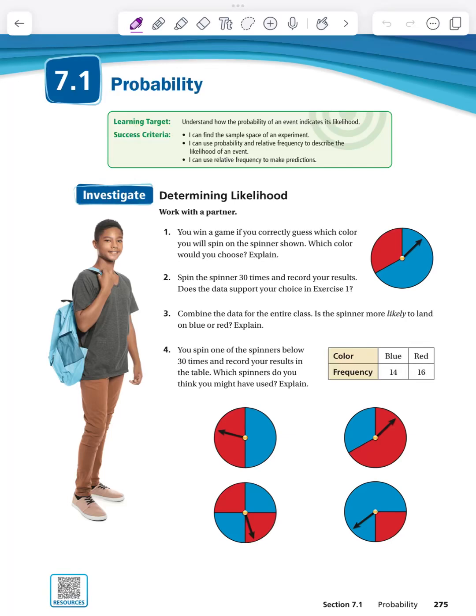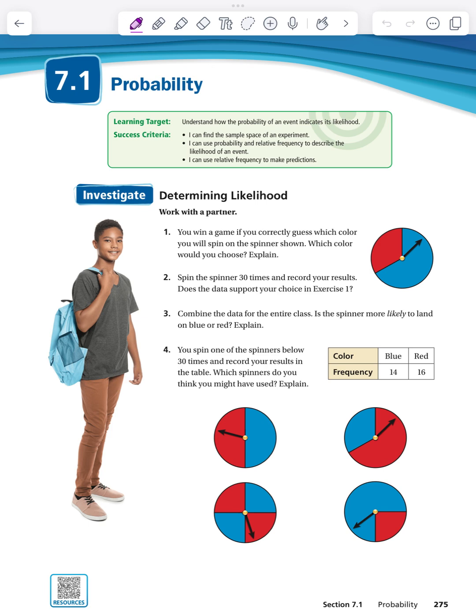Hello, 7th graders. Today we start our new chapter on probability. Now, this lesson is just going to be kind of an introduction. There's a lot of important vocab. First, we're going to investigate the idea of likelihood. So the likeliness of an event, which we'll later calculate as probability, is just the likeliness that it happens or that it occurs. So let's read number 1.